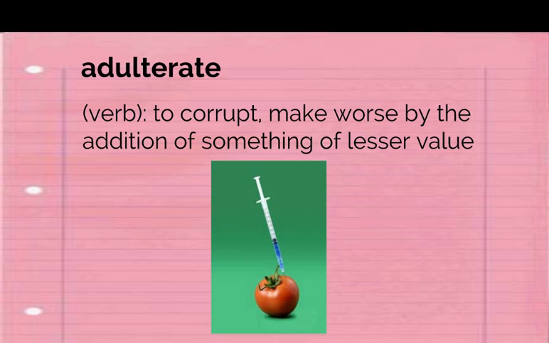Our first word for vocab unit 1 is adulterate. It's a verb. It means to corrupt, make worse by the addition of something of lesser value. So you can see in this example I have a genetically modified tomato. The tomato, which is something that's super good for you, super healthy, has these chemicals being added to it so that it becomes less healthy. It's being adulterated by those chemicals.